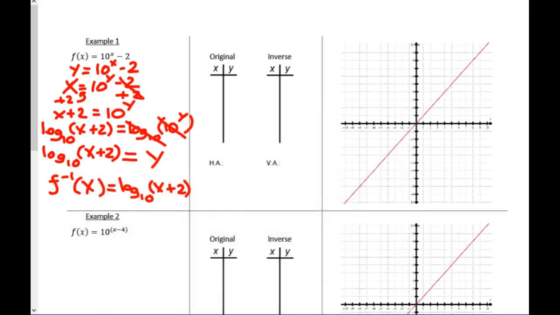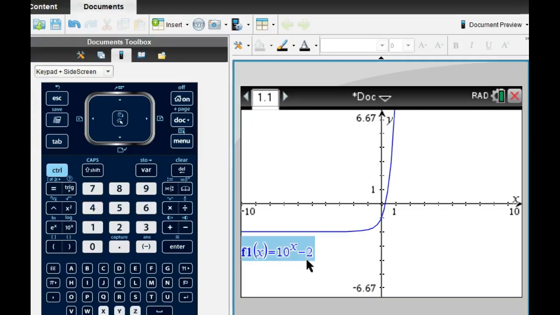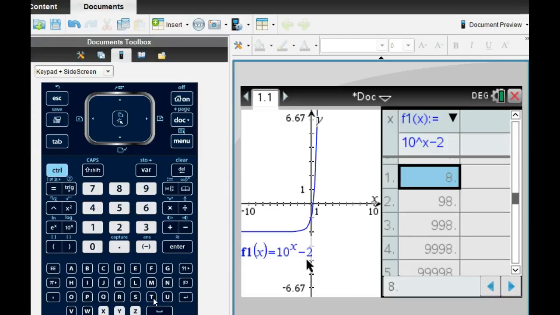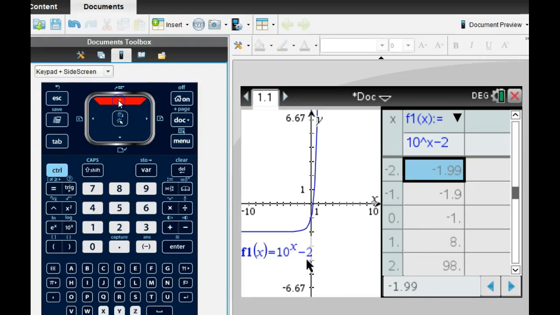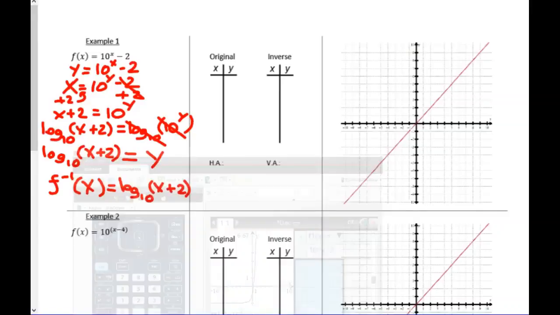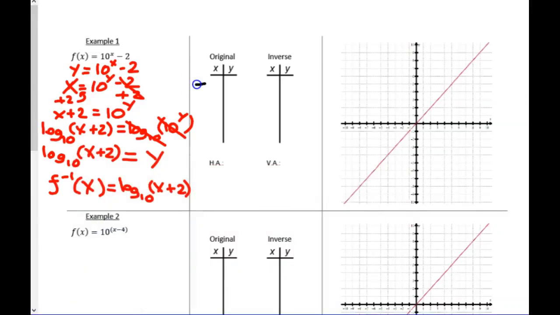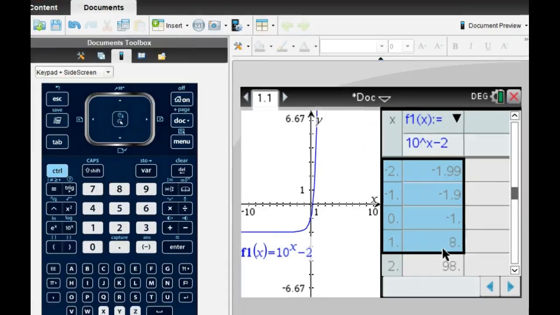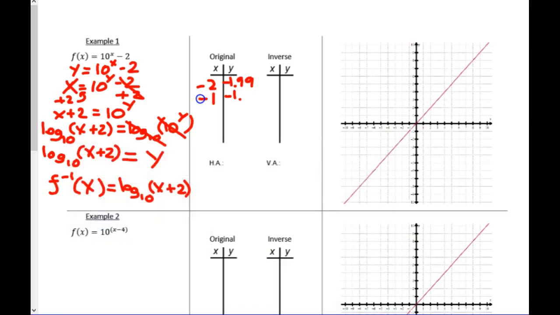So let's make this table. Control T. And I need some points I can actually plot. So let's use these 4 right here. Negative 2, negative 1.99. Negative 1, negative 1.9. 0, negative 1. And then 1, 8.